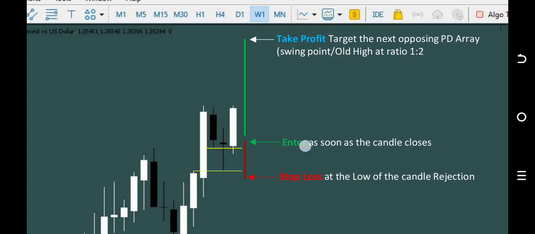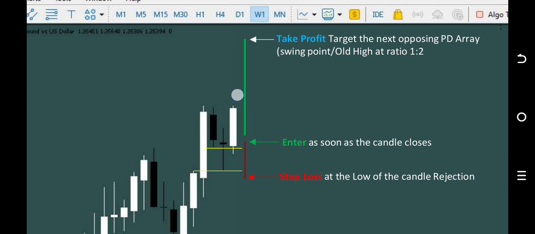Now look at it. After this rejection candle, the next candle that is formed must surely be an expansion candle. Can you see this bullish expansion candle? Its price is rising towards our target, because this price has been rejected.